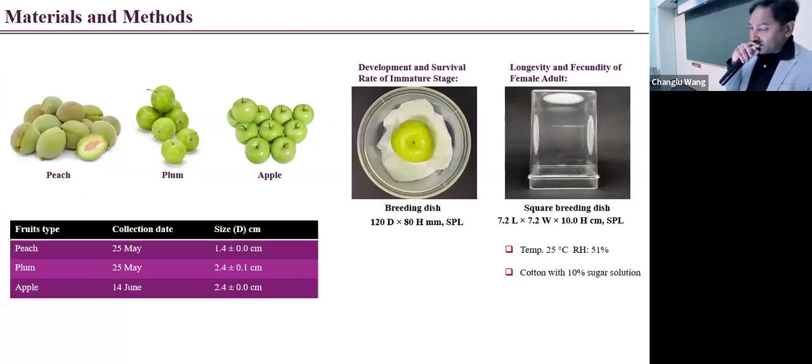Here I choose peach, plum, and apple, which is collected on 25 May. Plum also collected on 25 May, and apple just collected 14 June. And you can see that for the development and survival rate of immatures, I use that breeding dish and a square breeding dish for when they become adult. And for the adult, when they become adult, I just provided that 10% sugar solution for them.